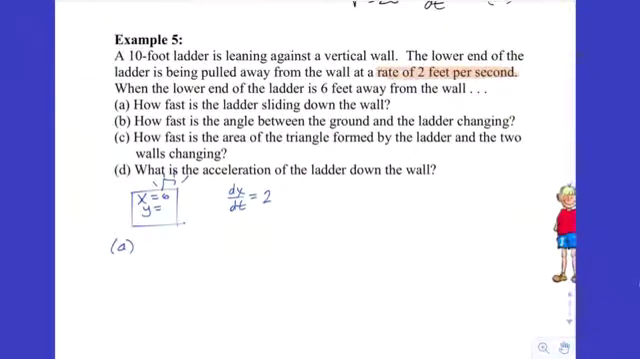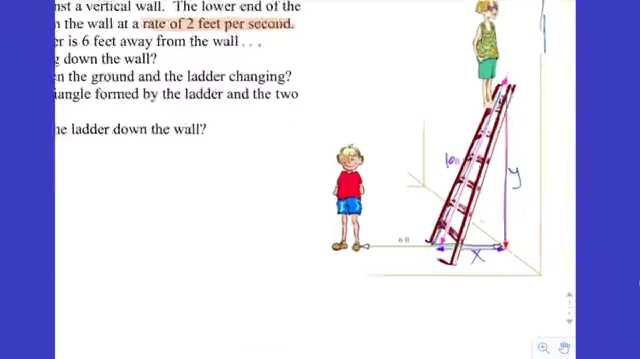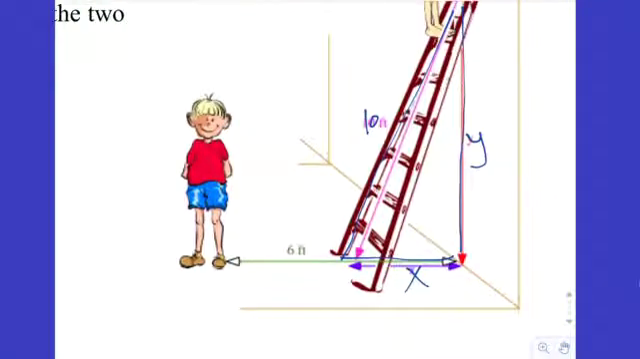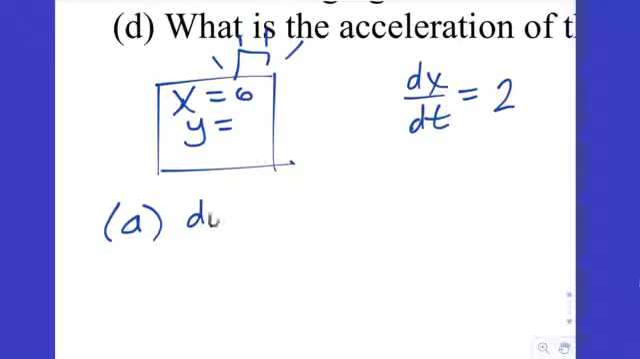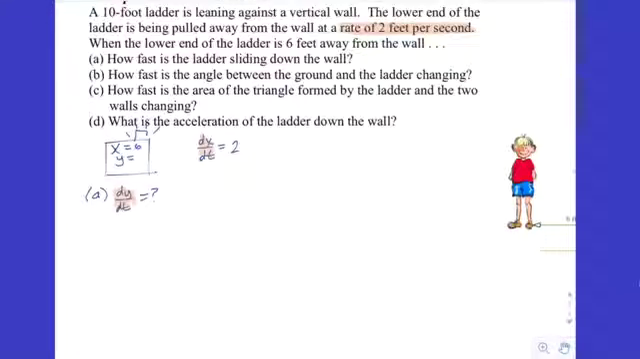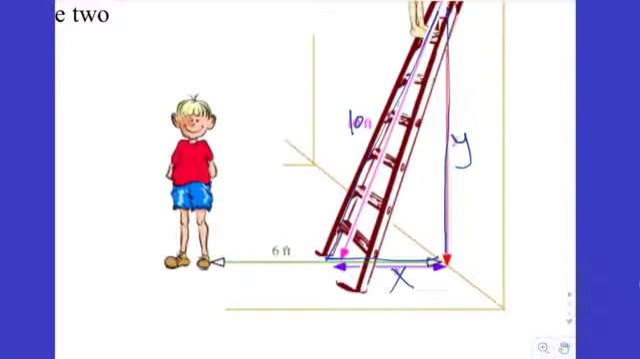How fast is the ladder sliding down the wall? So we want to give ourselves a target. We're looking for the rate of change of what variable? y. Good. So dy/dt is our target. That's the rate of change of its position along the wall. And so ultimately, I'd like to relate the rates, dx/dt and dy/dt, together. But before I can relate their rates, I've got to relate their quantities. So in this diagram, how can I relate x to y?